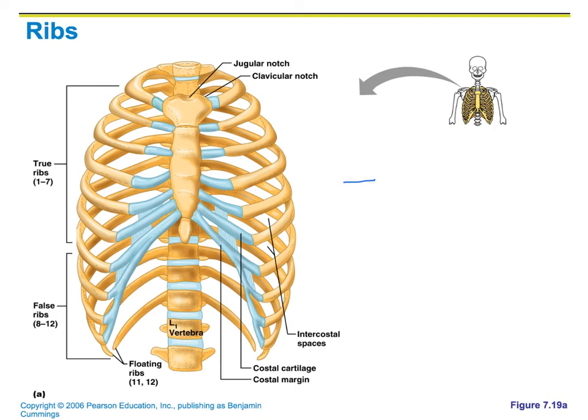So that's referred to again here. The true ribs, 1 through 7. They each have their own cartilage. 1, 2, 3, 4, 5, 6, 7. The false ribs, 8 through 12. And 8, 9, and 10 have a shared cartilage. And then the floating ribs, which are 11 and 12, which have no cartilage and no anterior attachment.